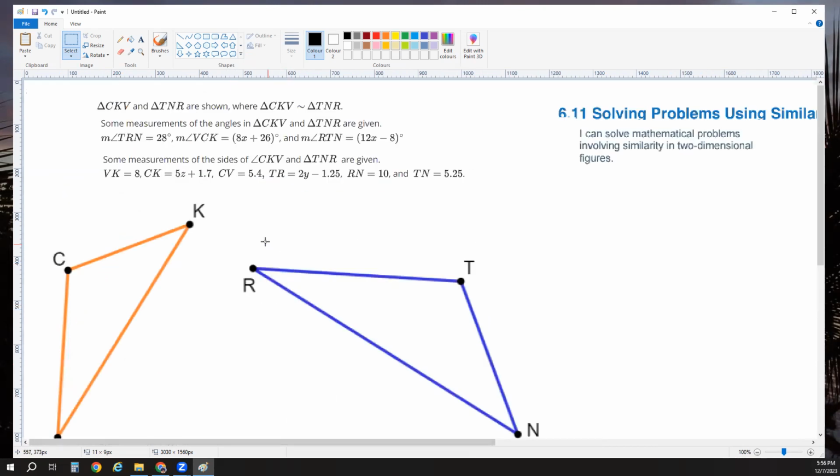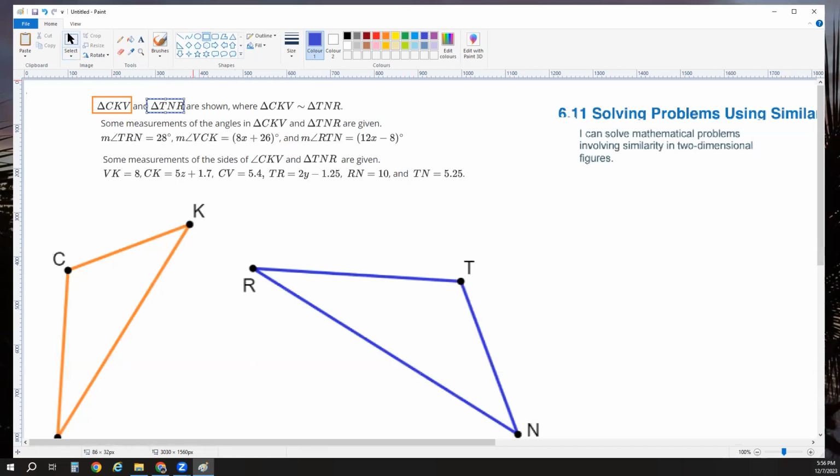Okay, so here we have two triangles, right? We have triangle CKV, my orange triangle, and we have triangle TNR, and that's my blue triangle. And they are similar. It says so right here. And it tells me some of the angles are given right here.